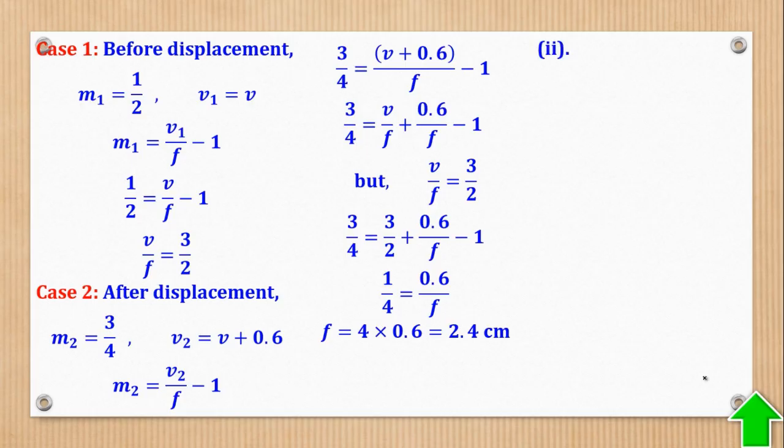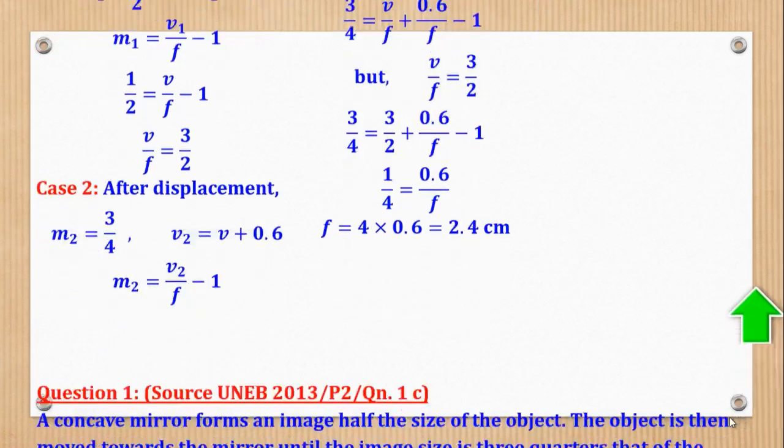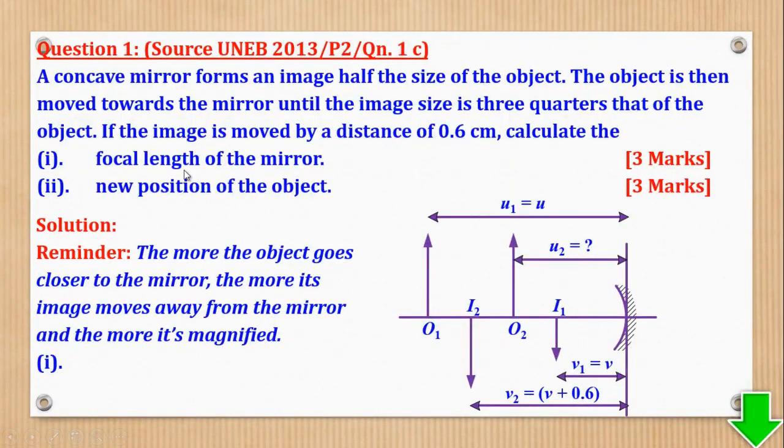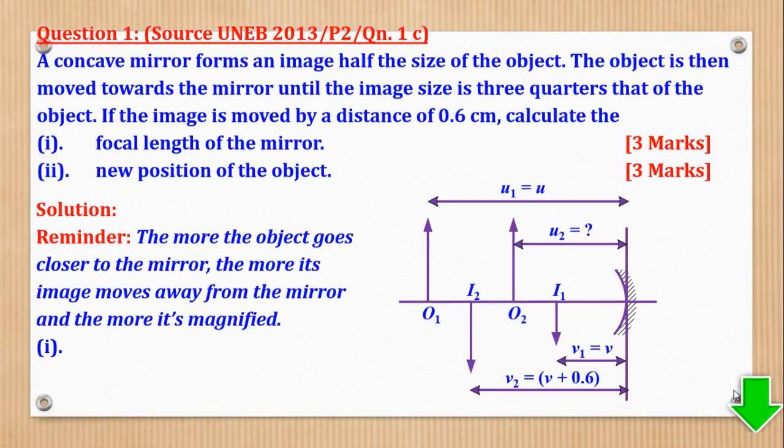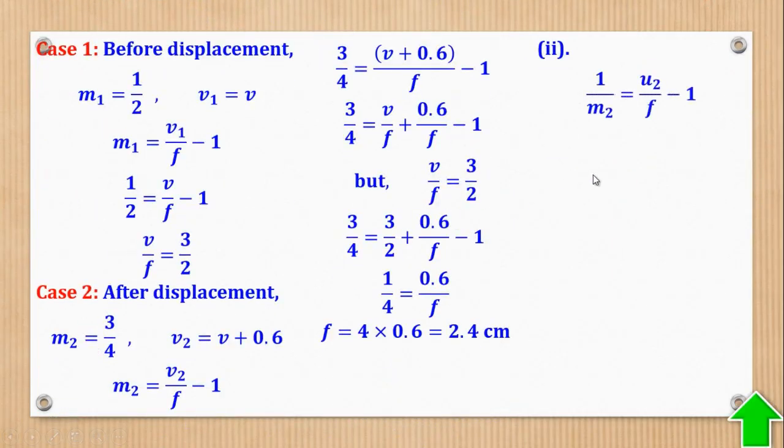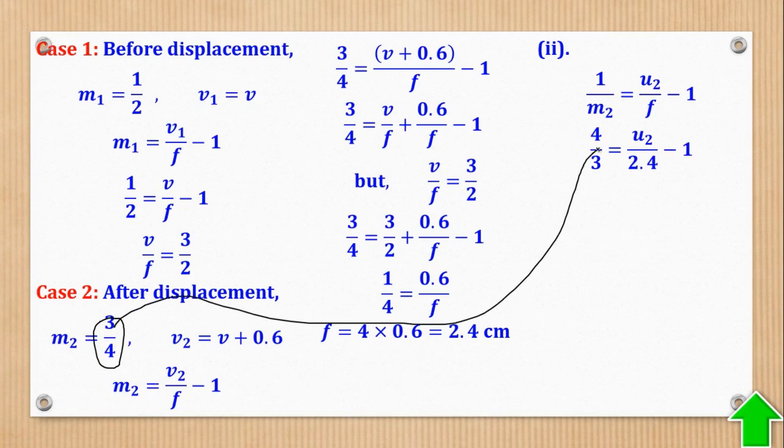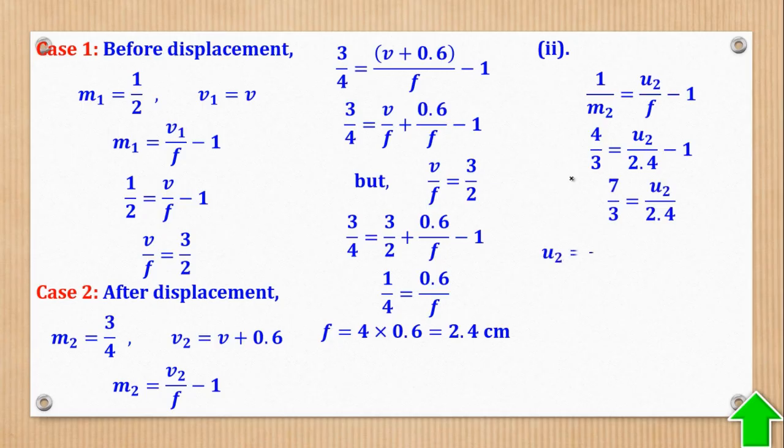What about Roman 2? They want the new position of the object, the value of u2. So we know that 1 over m2 is equal to u2 over f minus 1. Then we substitute. So m2 was 3 over 4, meaning its reciprocal will be 4 over 3. Then f, we have got it as 2.4. Now u2 is the only unknown, so look for ways of making it the subject, and that's what they wanted.